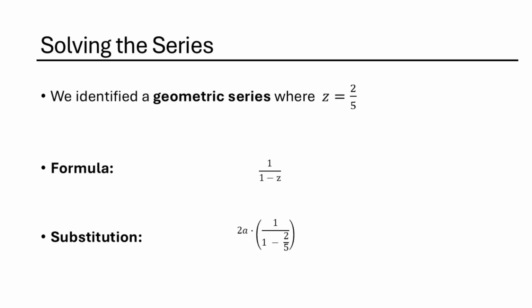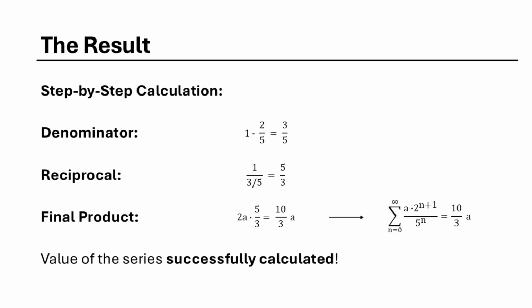And here, indeed, we have a geometric series. We know that its value is 1 divided by 1 minus z, where z in this case is this value 2/5. This means we have 2a times, in parentheses, 1 divided by 1 minus 2/5. Let's look at the denominator first. 1 minus 2/5 is 3/5. And 1 divided by 3/5 is basically the multiplication by the reciprocal. That means we have 2a times 5/3 equals 10/3 a.